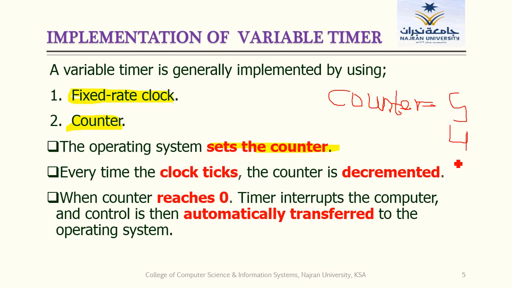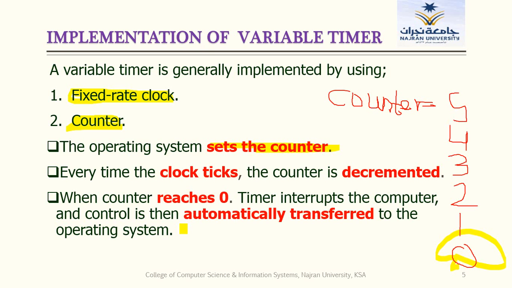Every time, when it ticks again, we decrease it to 3. Then we decrease to 2, then 1, then 0. So every time the clock ticks, the counter decreases by one. When the counter reaches 0, we stop. So what will the operating system do? The timer will interrupt the computer and give control automatically to the operating system. So this is the way to give control automatically back to the operating system.